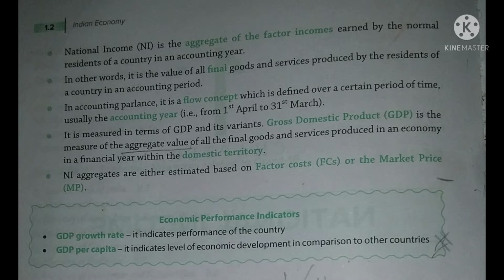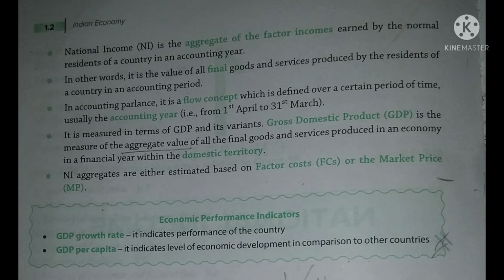What are the factor incomes? Factor incomes here means the flow of income that is derived from the factors of production. So what are the factors of production? There are mainly four types of factors of production: land, labor, capital, and enterprise. All these four factors provide us income.